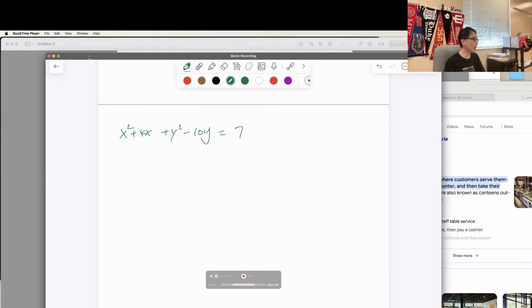Okay, do you remember how you find the center of the circle and the radius of the circle? Both? You don't know? How to find the center of the circle? You complete the square. Complete the square. I don't know what you're talking about. That's okay. I'm gonna teach you.